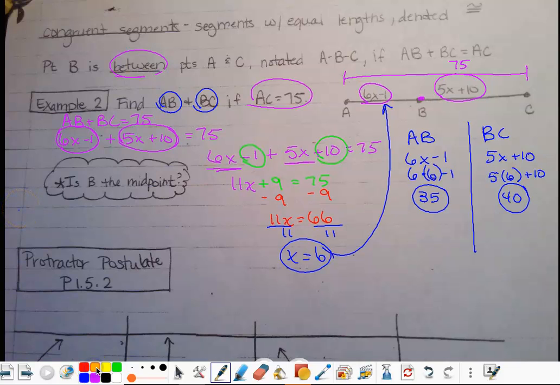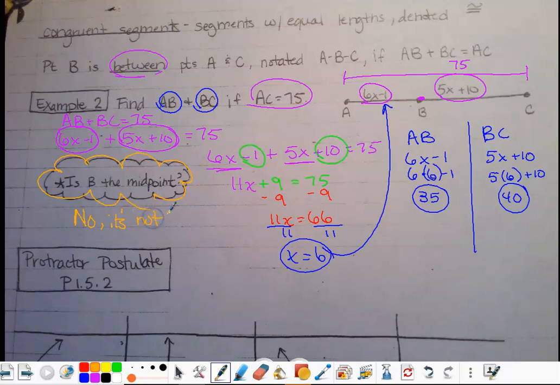So then there's a fun question for you. Is B the midpoint? No. Why not? Because it's not in the middle. It's not in the middle, right? One side has 35, the other has 40. It's not the middle.